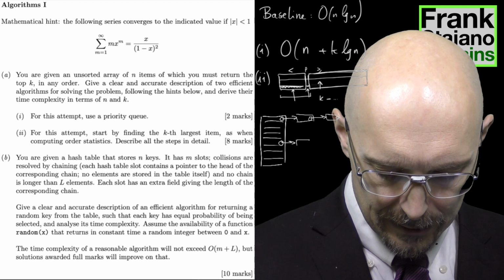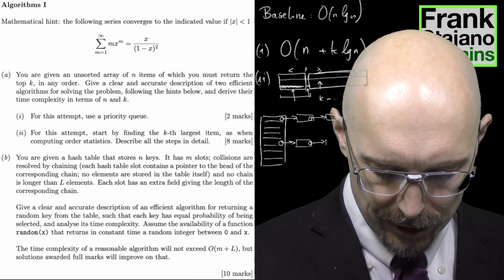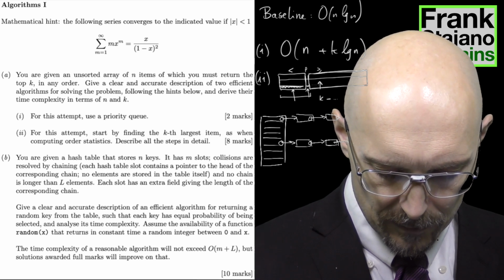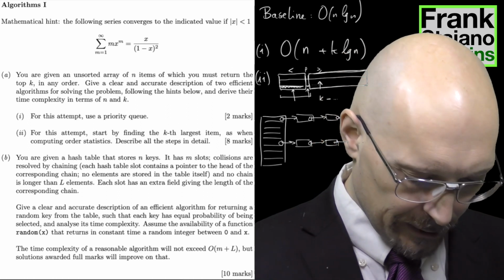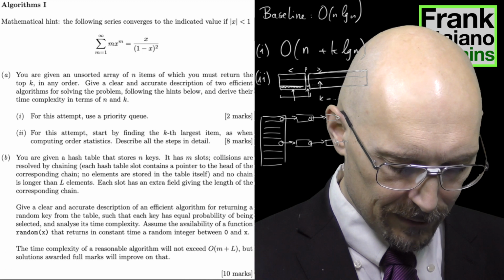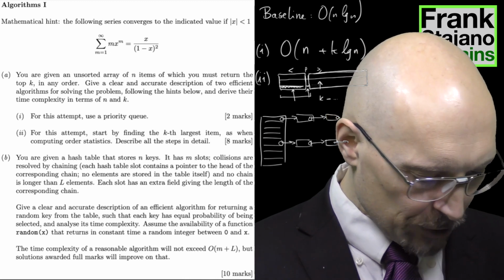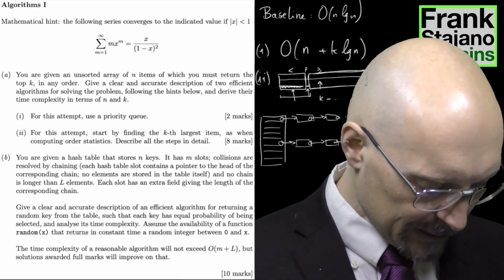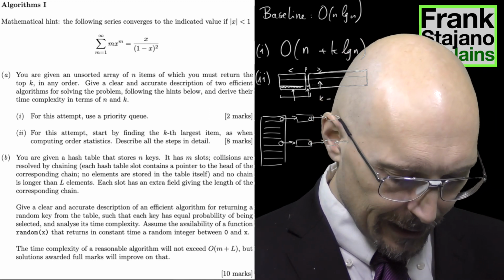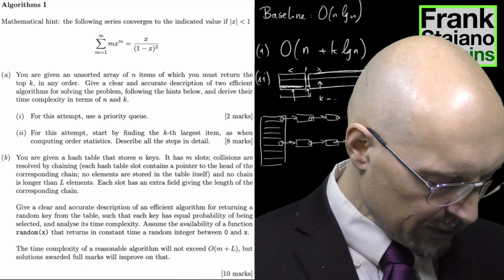Each one of these has its own pointer to a little chain. No elements are stored in the table itself. The table itself just contains the pointers to these, and no chain is longer than L elements. So the longest of these chains is at most L elements. Each slot has an extra field giving the length of the corresponding chain.